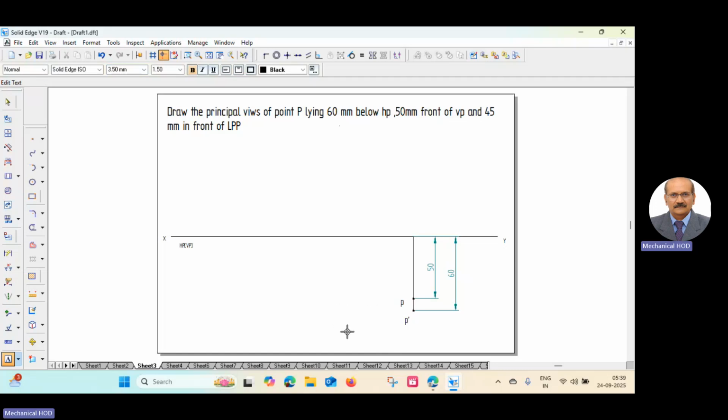This naming is very important. If you interchange P dash with P, you lose all the marks. This question usually carries 8 marks, and if you interchange P dash and P, if you have any confusion while naming and make a mistake, you lose 6 marks at a time. So be careful while naming P and P dash.